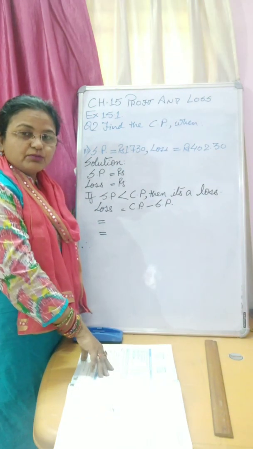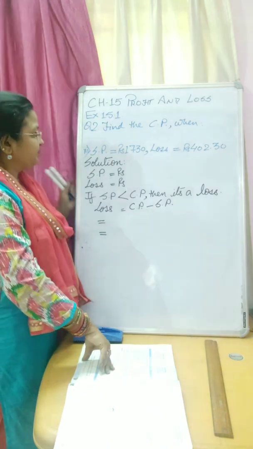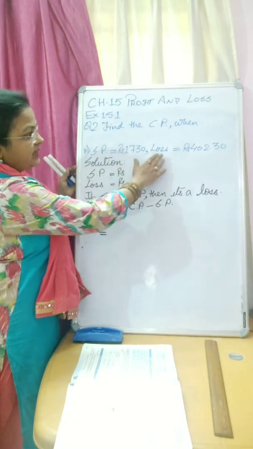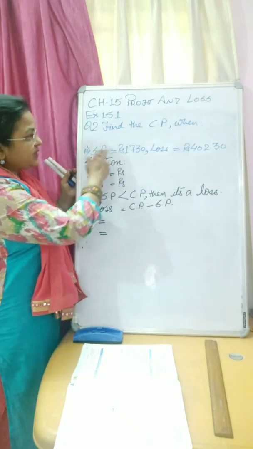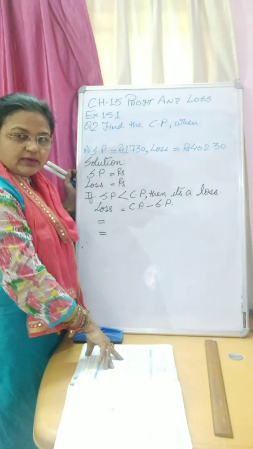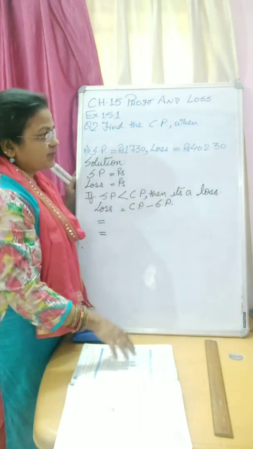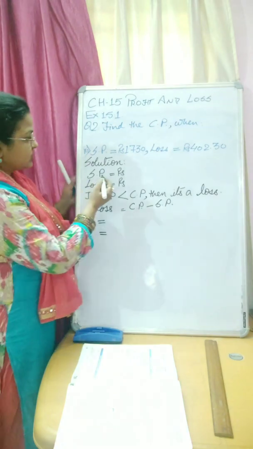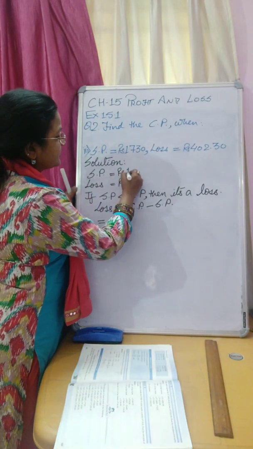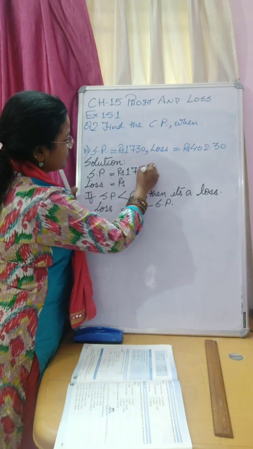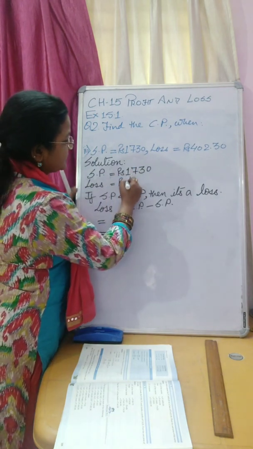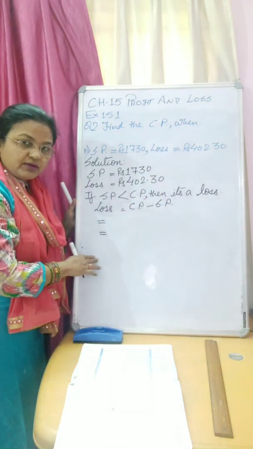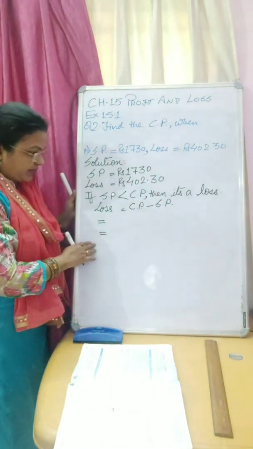Children, let us do question number 2, subpart 3. Here we have to find the CP when SP and loss are given. SP is rupees 1730, loss is rupees 402.30. Now let us see the solution. SP is given rupees 1730. Loss is given rupees 402.30. Now we have to find out the CP.